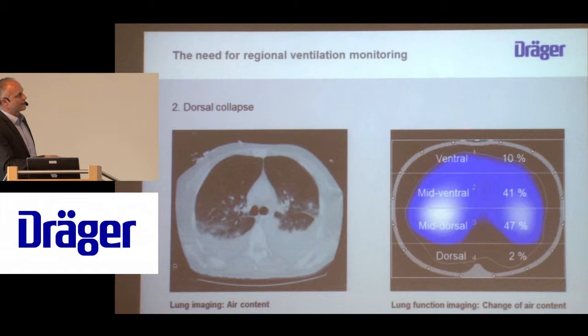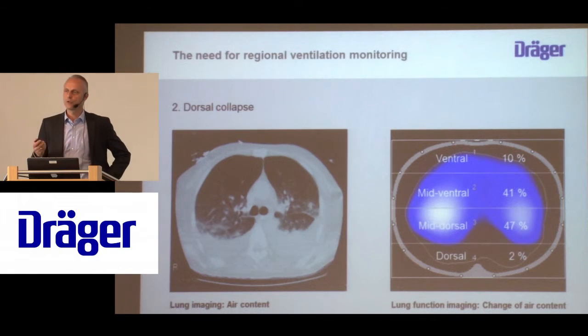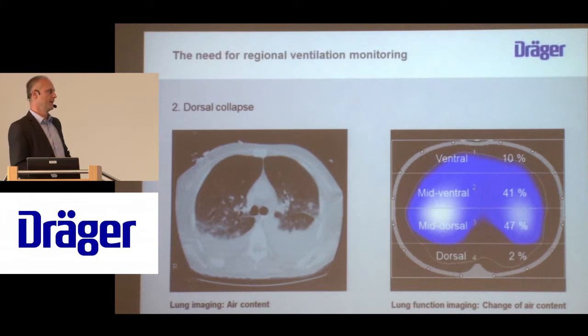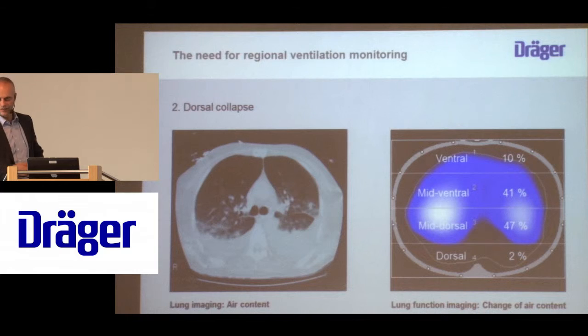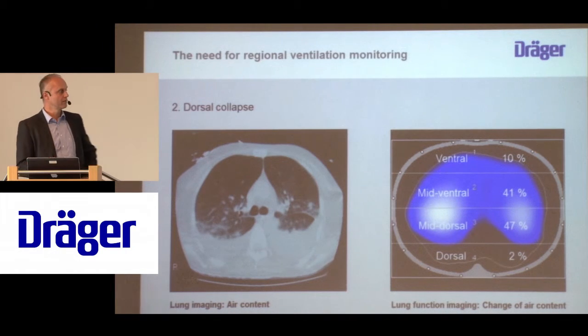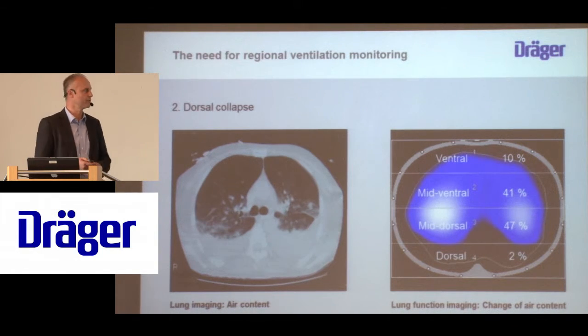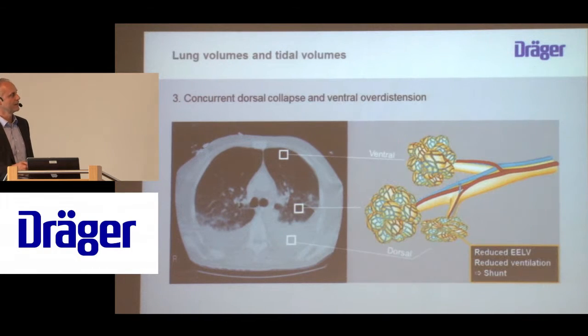Now when you see this kind of inhomogeneous distribution of ventilation, then of course it could be worth to try to change this and to improve the homogeneity of the lung. And if you're successful with doing that, then you would probably immediately see breath by breath that this dorsal percentage would increase.